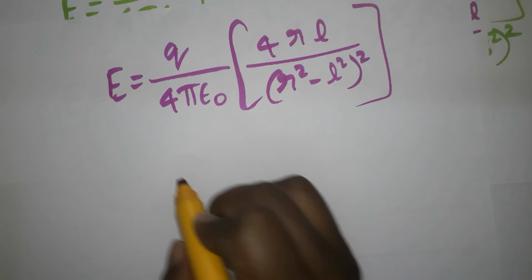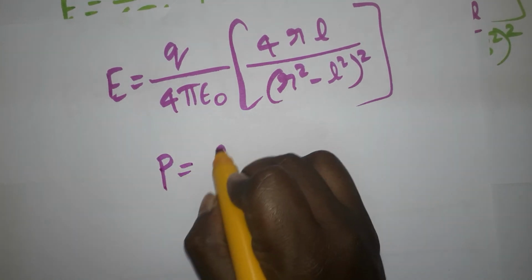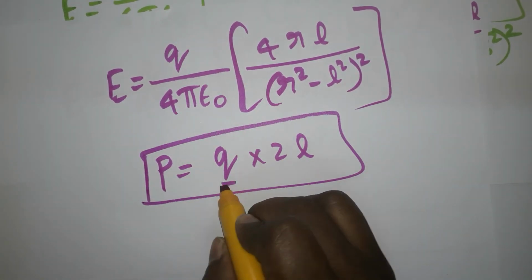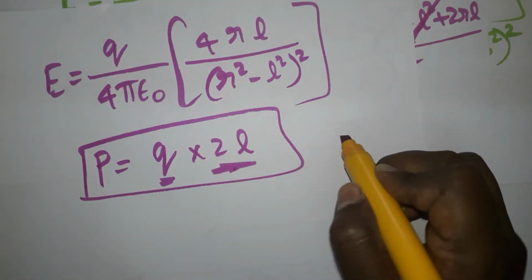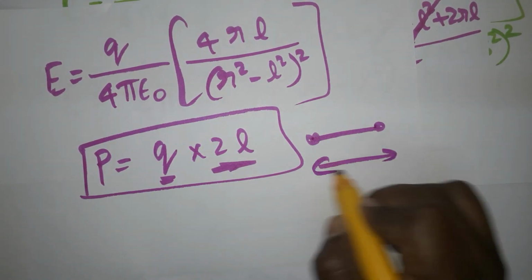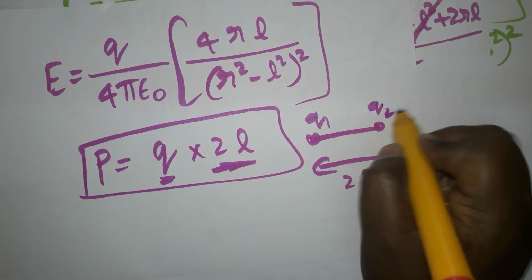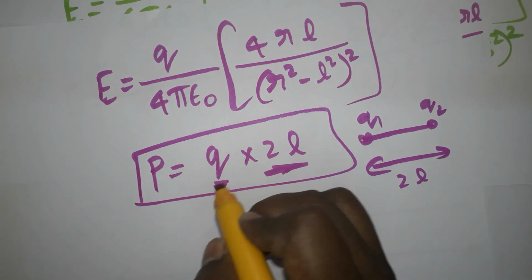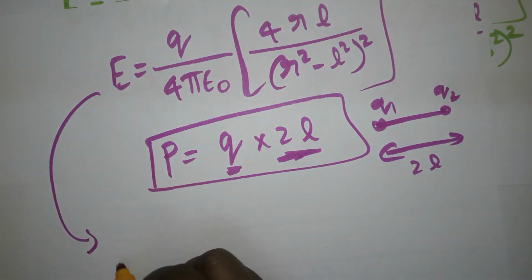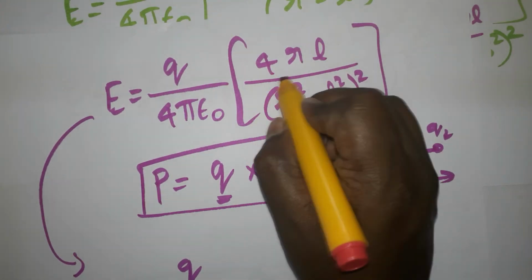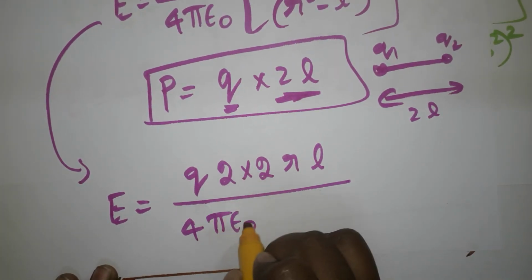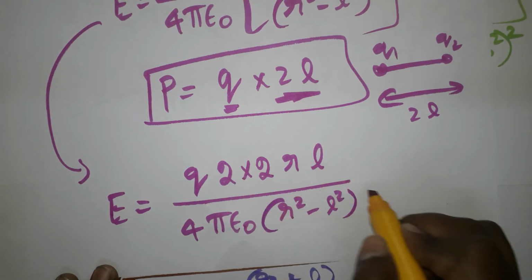Now I know the dipole moment. Dipole moment P is equal to the product of one of the charges and the distance between the two charges. The distance between the two charges is going to be 2L. It is charge 1, it is charge 2. The product of any one of the charges and the distance between the two charges, this is what we take as P, the dipole moment. Now in the same equation, E is equal to Q, 4 I am going to write as 2 into 2, 2 into 2 L, divided by 4 pi epsilon naught R square minus L square whole square. This is what we will get.